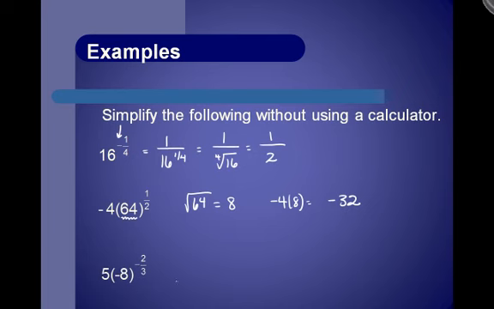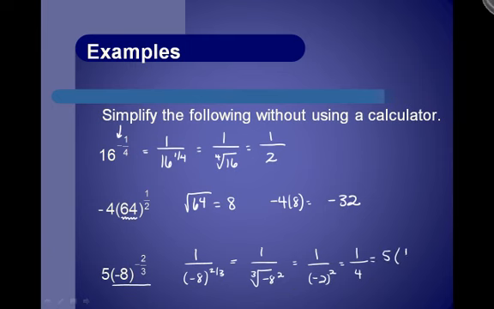5 times negative 8 to the negative 2/3 power. Well, if we just do the negative 8 to the negative 2/3 power, that means 1 over negative 8 to the 2/3 power. Now notice on this one, the negative is included in the parentheses, which means it's part of the radicand, so it's the third root of negative 8 squared. Well, the third root of negative 8 means what times itself 3 times would give you negative 8, which is negative 2. So we're going to have negative 2 to the second power, which means negative 2 times negative 2, which is 4. So what we've got is 5 times 1/4, which gives us 5 over 4.